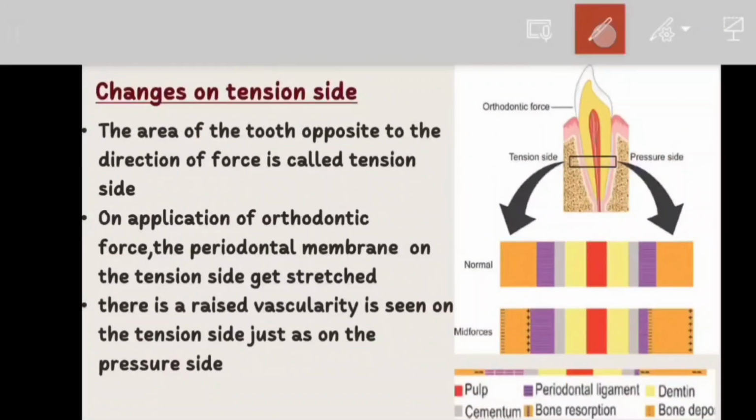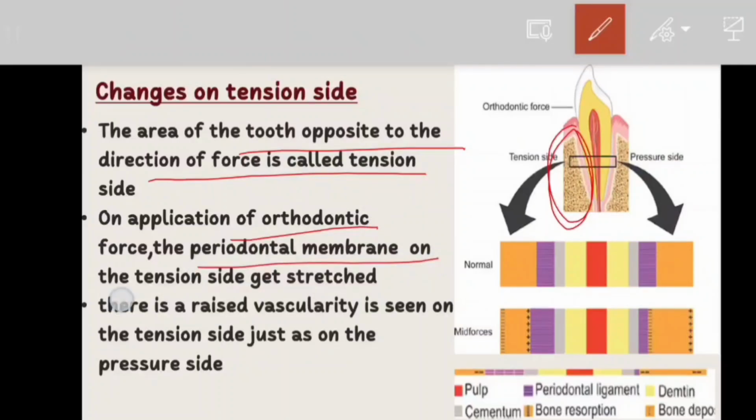Now changes on the tension side. Let's move to the opposite side. The area of the tooth opposite to the direction of the force is called the tension side. If pressure is on one side, the opposite side becomes the tension side. On application of orthodontic force, the periodontal membrane on the tension side gets stretched. You see clearly this is the normal side, but on the tension side the periodontal membrane becomes stretched compared to normal. Think of a rubber band being pulled. That is exactly what happens.